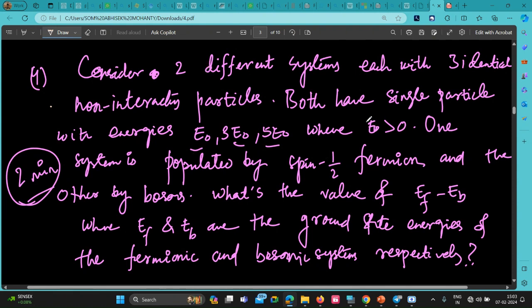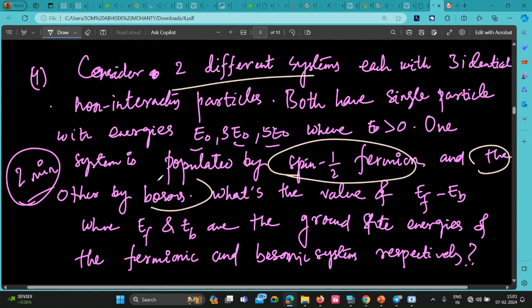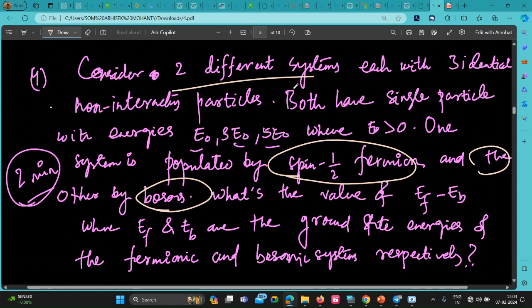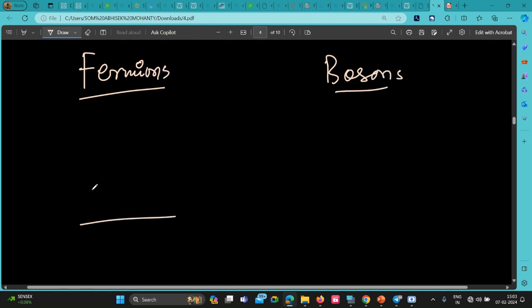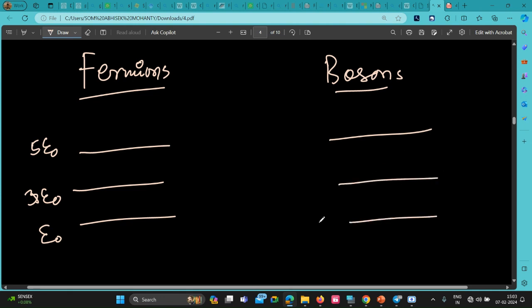So there are two systems. One system is of spin-half fermions, the other is of bosons. Two systems, and they have three levels: E naught, 3 E naught, 5 E naught. Let's first make two systems. This is for fermion, left side. This is for boson. What are the energy levels? E naught, 3 E naught, 5 E naught. So these are the systems.